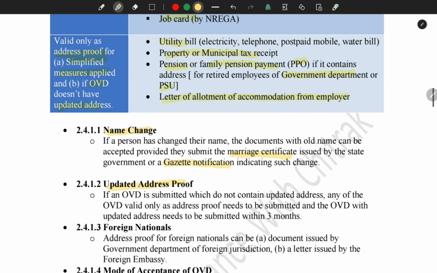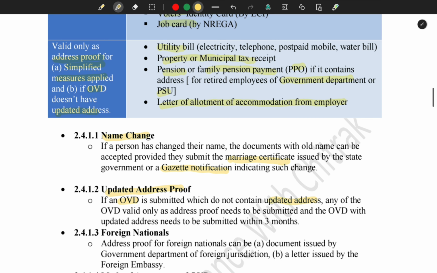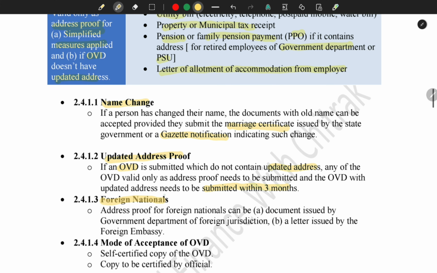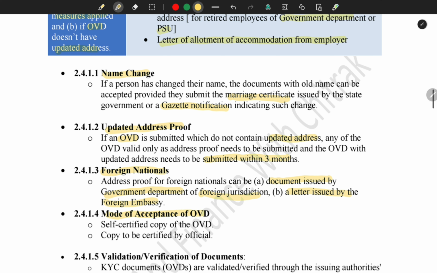In case of updated address proof, if the OVD submitted doesn't contain the updated address, then any of the OVDs that I said are valid as address proof can be submitted, and the OVD with the updated address needs to be submitted within 3 months. For foreign nationals, the address proof can be taken as a document issued by the government department of the foreign jurisdiction or a letter issued by the foreign embassy. And how can we accept the OVDs?